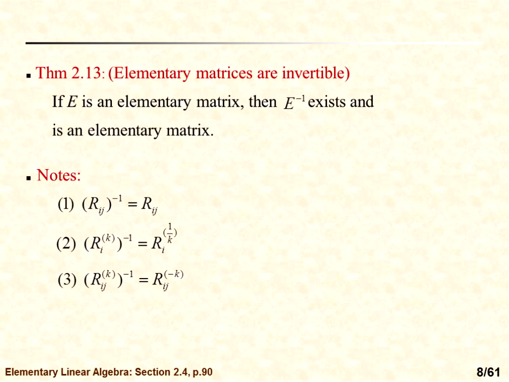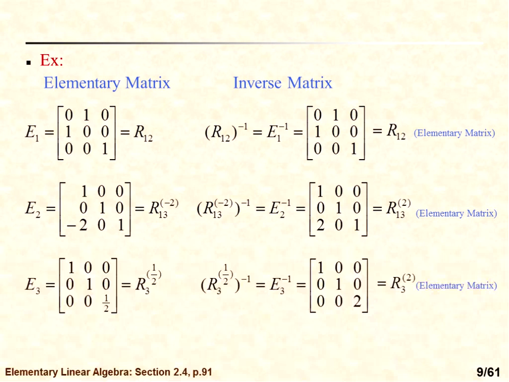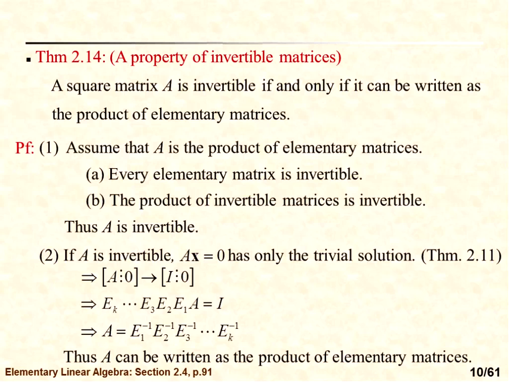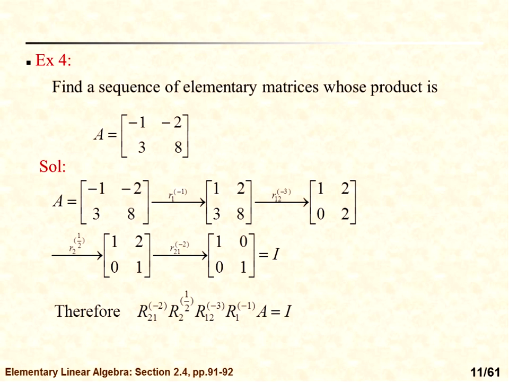If E is an elementary matrix, then E inverse exists and is an elementary matrix. For example, if E1 is an elementary matrix and we take the inverse, then for R12 the inverse is 1 0 0, the same matrix. Similarly, in other cases we can take the inverse on both sides. Properties of an invertible matrix: a square matrix A is invertible if and only if it can be written as a product of elementary matrices. So find the sequence of elementary matrices whose product is this.